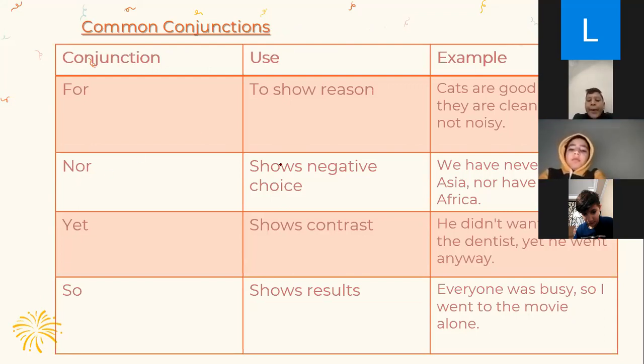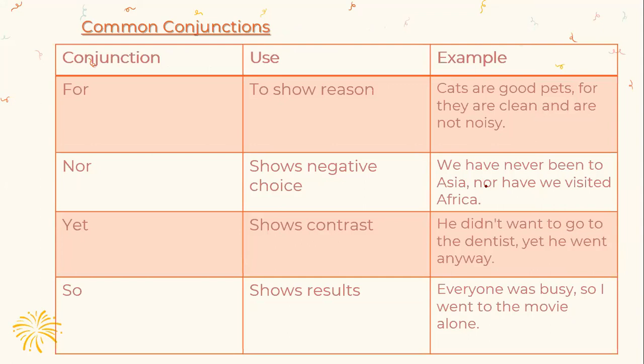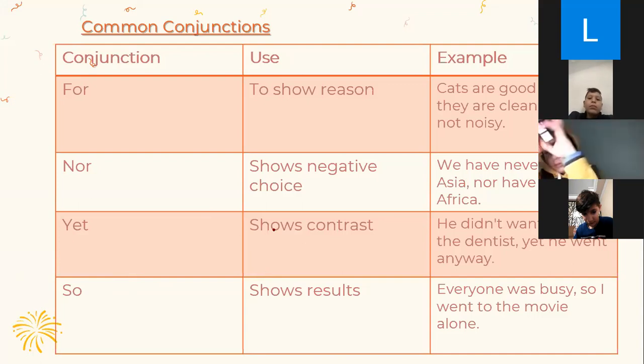Nor I use when I want to show negative choices. Negative. So you see two negative ideas, two negative thoughts. And again, I repeat, in the second independent clause, when I want to use nor, I have to put the helping word before the subject, like nor have we, nor did she, nor do they. Yet I use like but. Yet is similar to but. I use it to show opposite ideas, to show contrast, and so I use it to show a result.